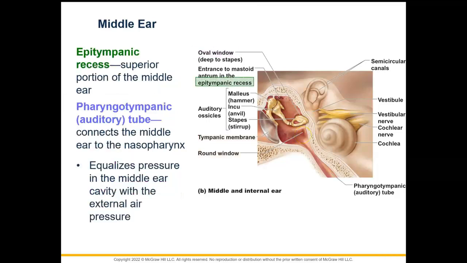In this area, we have an epitympanic recess, and this is superior within the middle ear. And we have a pharyngotympanic tube, auditory tube, or sometimes called the eustachian tube. This connects the middle ear over to the nasopharynx. So when you go in a high rise or are in an airplane and your ears start to pop, that's because your body is trying to equalize the pressure in the middle ear with the external air pressure.